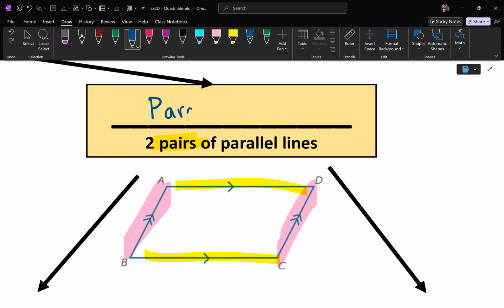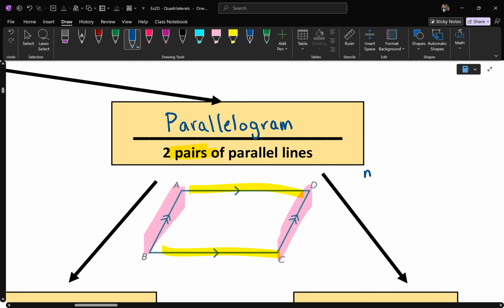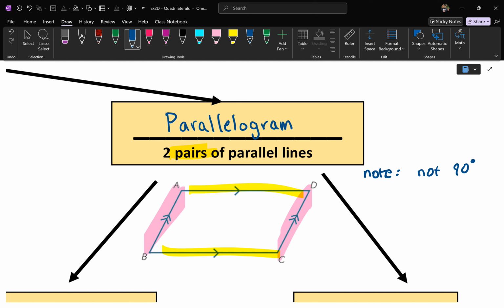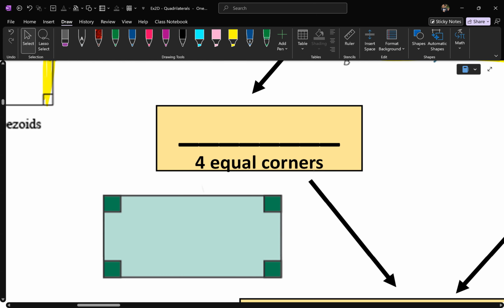Yes, very good. Parallel, so we spell parallel and then ogram. Parallelogram. Yeah, that's right. Okay, so write that in. Parallel and then ogram. It helps you to remember how to spell it. That's called a parallelogram when it's like a rectangle, but it's not 90 degrees. So notice, I'm going to write here, note: not 90 degrees.